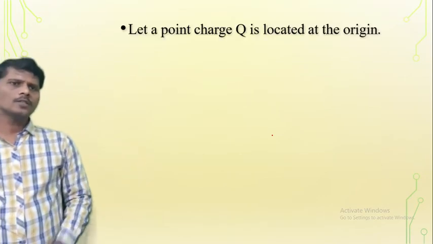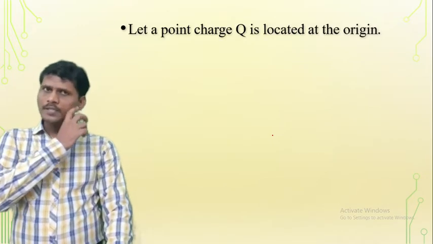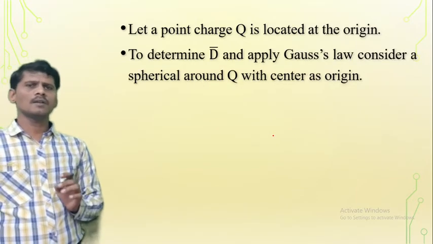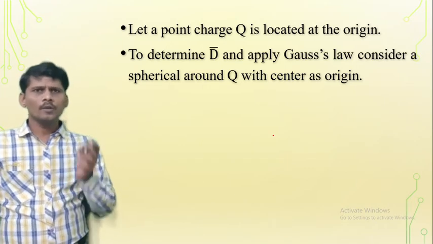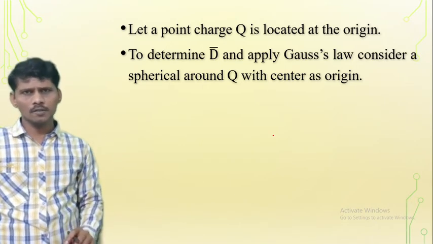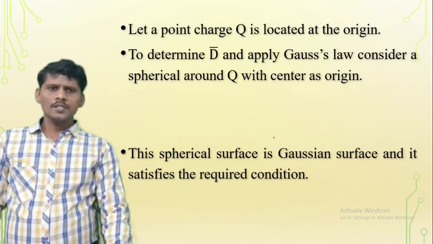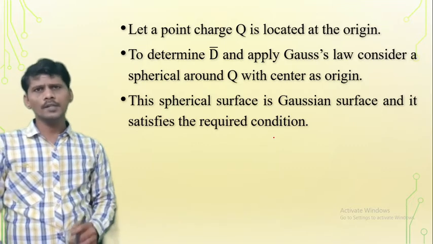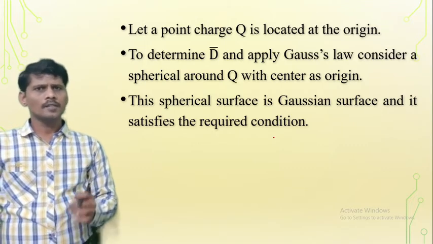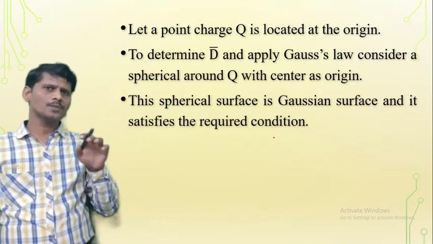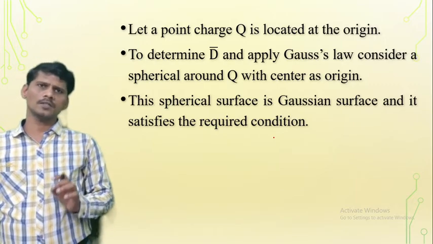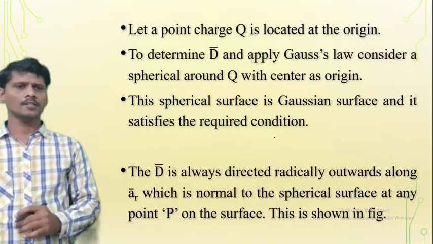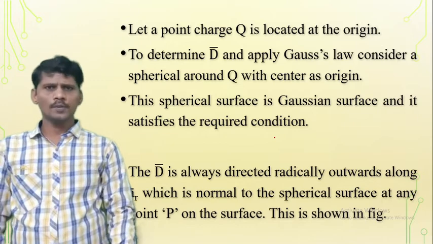Okay, a point charge Q is located at the origin. Let us determine the electric flux density D bar and apply Gauss law. Consider a spherical surface around the charge Q with center at the origin. This spherical surface is a Gaussian surface and it satisfies some important conditions. At any point P on the sphere, the direction of the electric flux density is always radially outward, that is the a r bar direction, which is shown in the above figure.